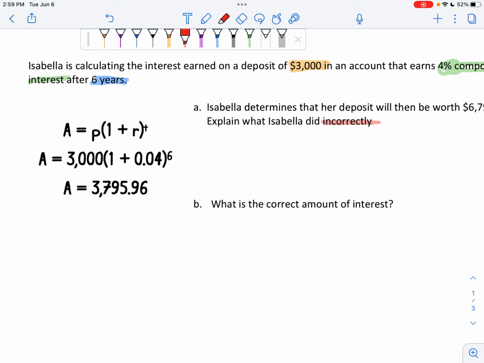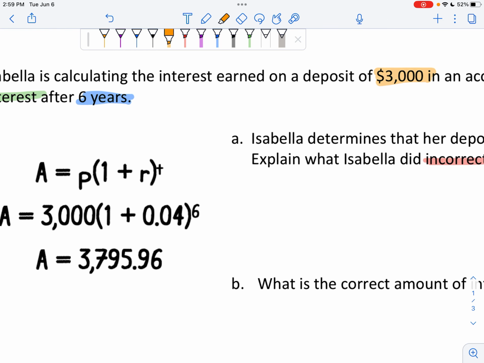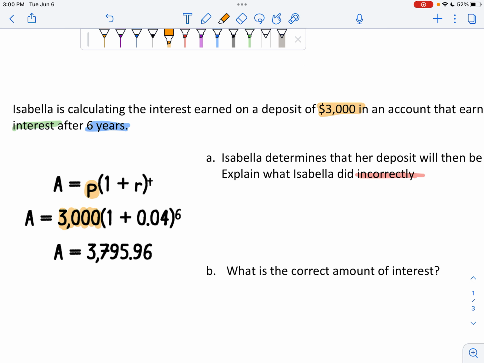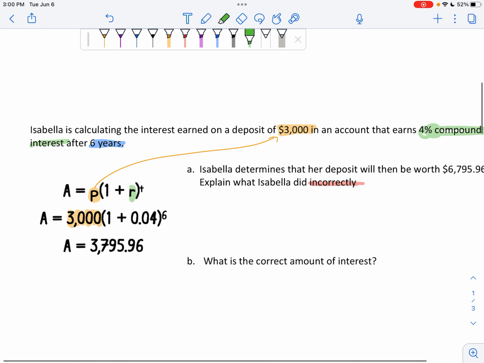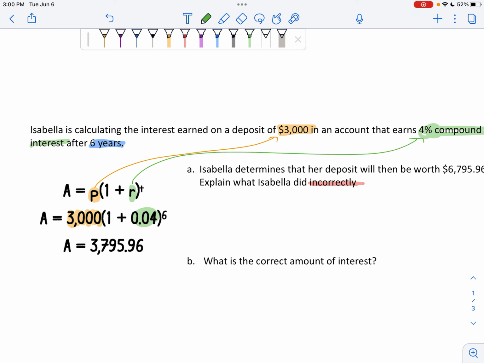Okay, so we are going to try to match some things up. The principal, P, was the deposit, and that matches the story up above. The principal is $3,000. The rate is 4%. Let's see if that matches. Yeah, that's 0.04 and 4%. That matches. And then we're looking at the time of 6 years, 6 and T. That matches. Okay, so far everything looks great.